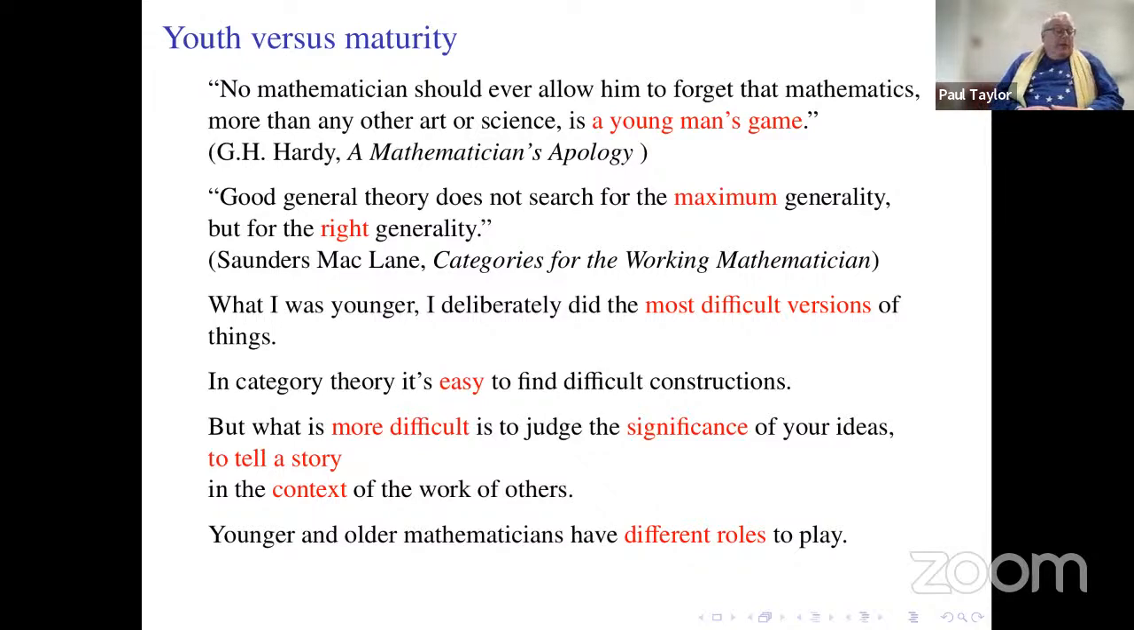So what I did when I was younger was deliberately choose the most difficult versions of anything. And in category theory, it's easy to find very difficult things to do. What's more difficult is to judge whether you're doing the right thing, and making sure that you've got, at the end of your lectures, a take-home message for the audience. So this is something you learn with maturity. Younger and older mathematicians have different roles to play in this, and I'm not saying that one is better than the other.